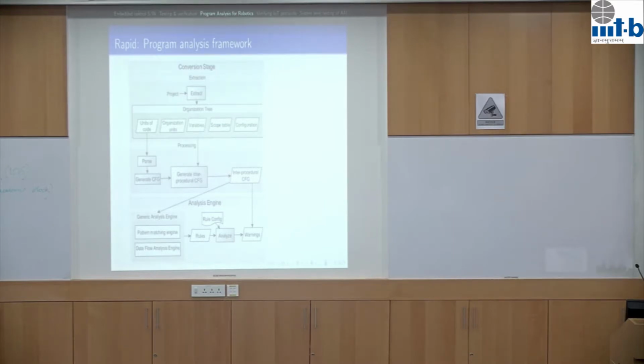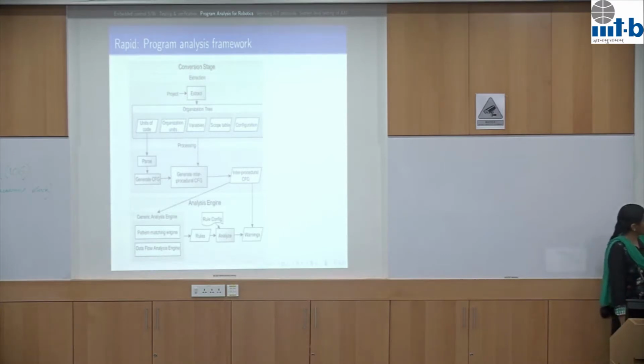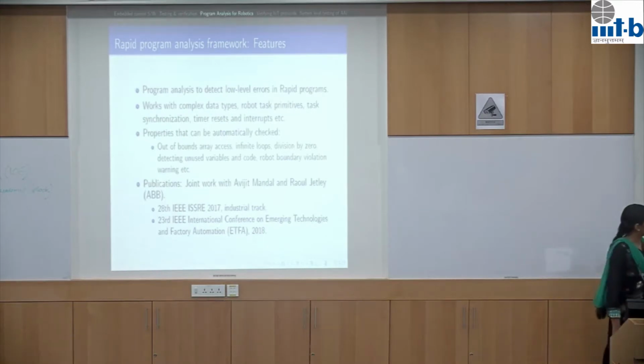Once you have the interprocedural CFG, we've developed an analysis engine which has pattern matching, data flow algorithms, a set of rules and all that, and ultimately it will do program analysis, right? So these are the kinds of errors that you can detect. You can detect array out of bounds access, a standard error. You can detect the presence of an infinite loop, right? While something is always true, it is very easy to write such programs and make mistakes in Rapid.